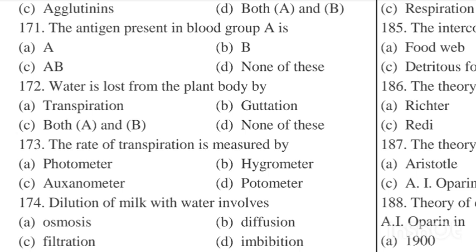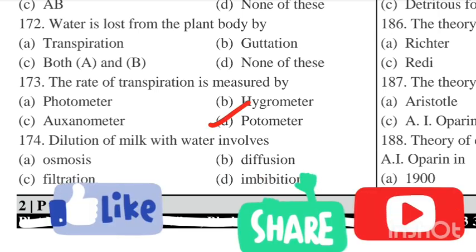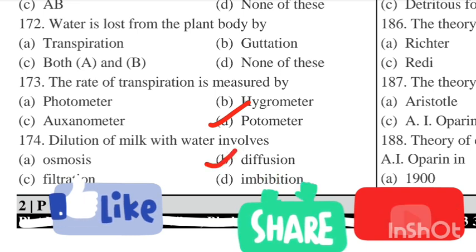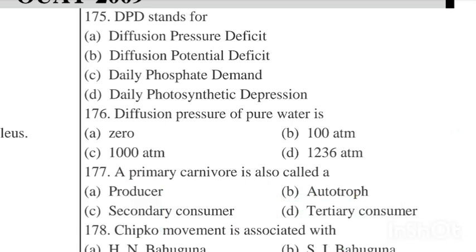Water is lost from the plant body by transpiration as well as guttation. So the answer is both A and B. The rate of transpiration is measured by the potometer. Dilution of milk with water involves diffusion. Next question, DPD stands for diffusion pressure deficit.